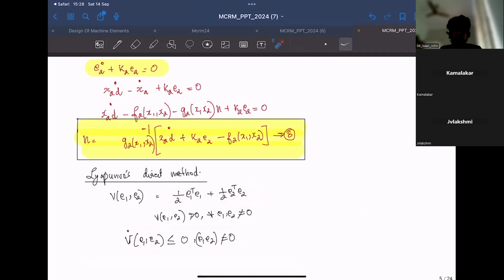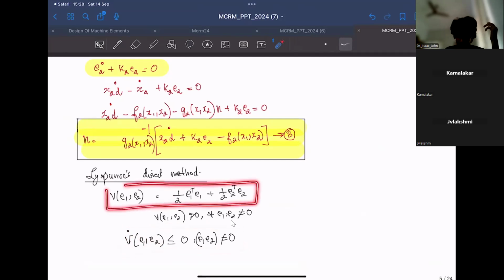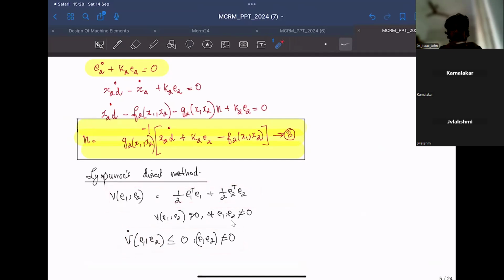You can also consider this function to be an energy equivalent function. Maybe the kinetic energy of a system is proportional to its velocity squared. A similar thing, and this term is basically the square of the first error, and this is the square of the second error, of the second state.